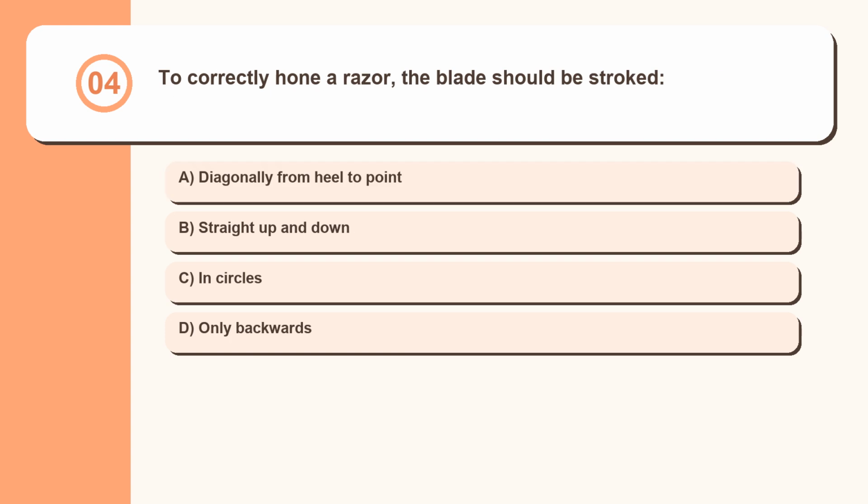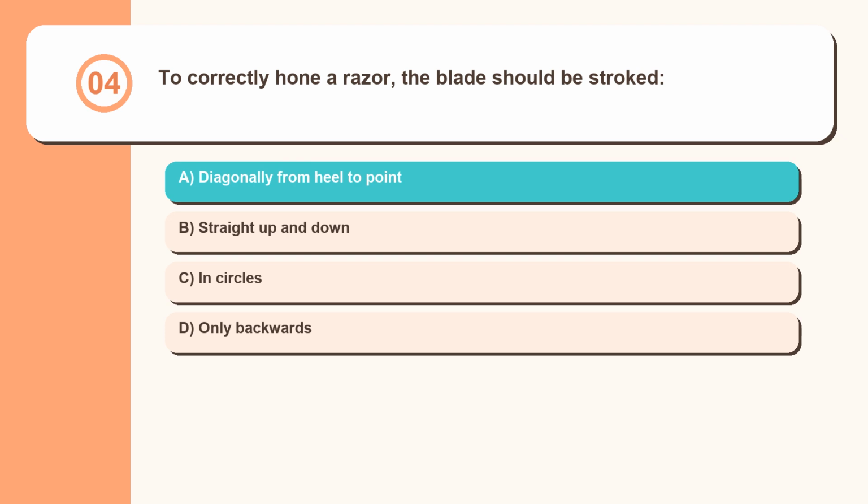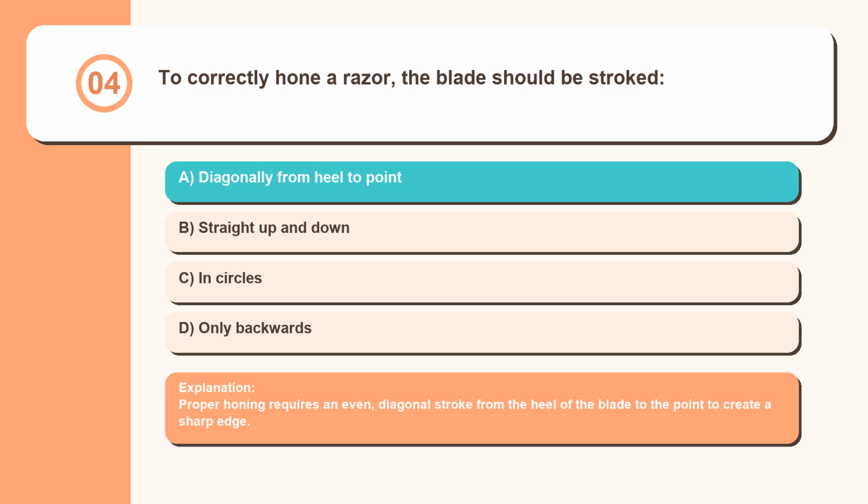Question 4. To correctly hone a razor, the blade should be stroked diagonally from heel to point, straight up and down, in circles, only backwards. Proper honing requires an even, diagonal stroke from the heel of the blade to the point to create a sharp edge.